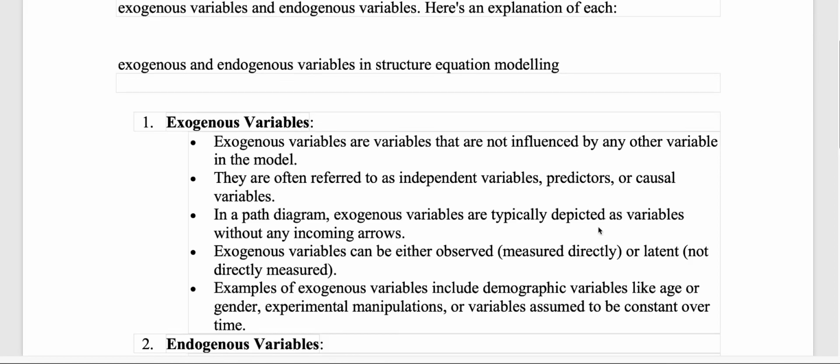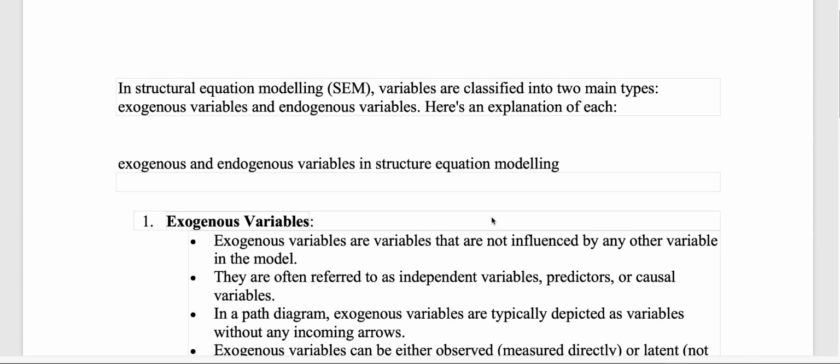Let's talk about exogenous variable and endogenous variable. This is a part of the structural equation modeling. In structural equation modeling, we call it SEM. Variables are classified into two main types, exogenous variable and endogenous variable. Here is an example of each: exogenous and endogenous variable in the structural equation modeling.